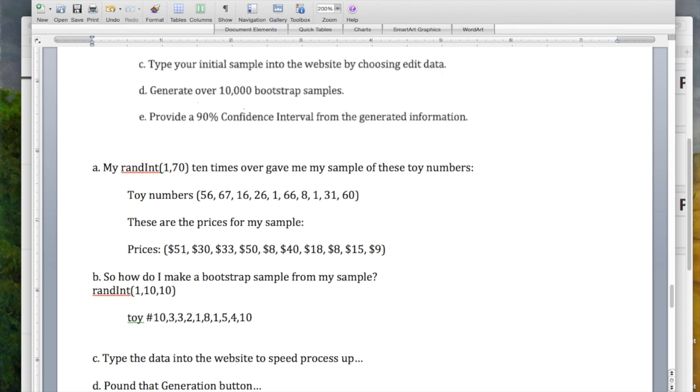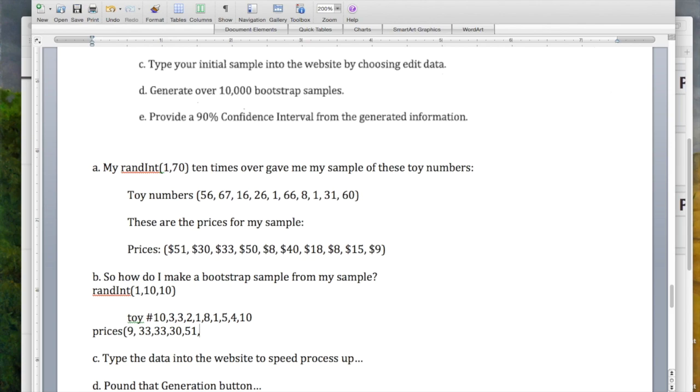So I'm just going to write down their prices here, and these are going to be the numbers that I'm going to use to complete the rest of the question. And we're almost done. So toy number 10 was worth $9. And then toy number 3 showed up twice in my bootstrap sample. So toy number 3 was $33. It's showing up twice. Toy number 2 was $30. Toy number 1 shows up a couple times in my bootstrap sample, $51.